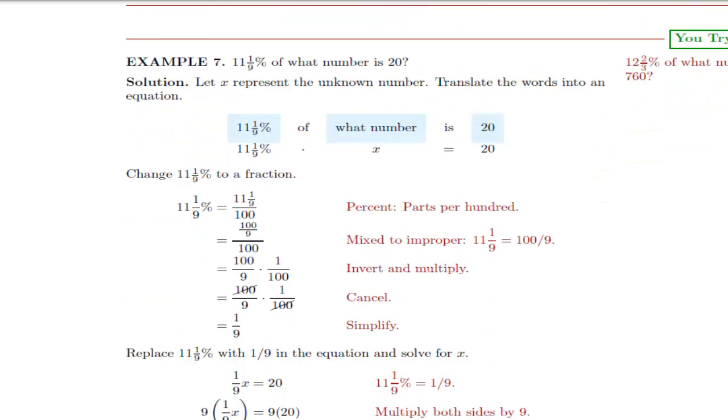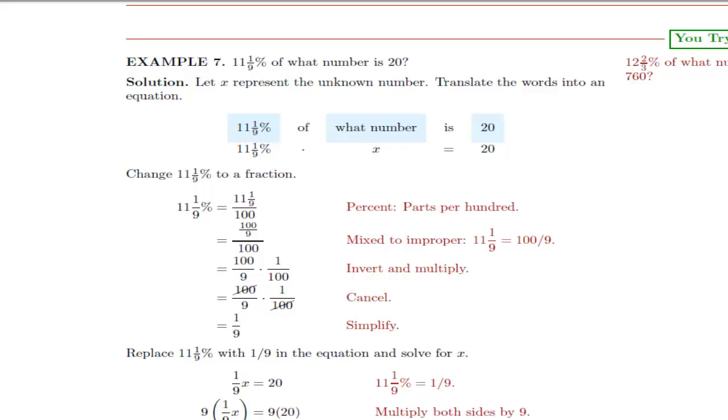Example 7. 11 and 1/9% of what number is 20? Solution, let x represent the unknown number. Translate the words into an equation. 11 and 1/9% of, or times, what number, which is x, is equal to 20. Change 11 and 1/9% to a fraction. 11 and 1/9% equals 11 1/9 over 100. Percent is parts per 100.